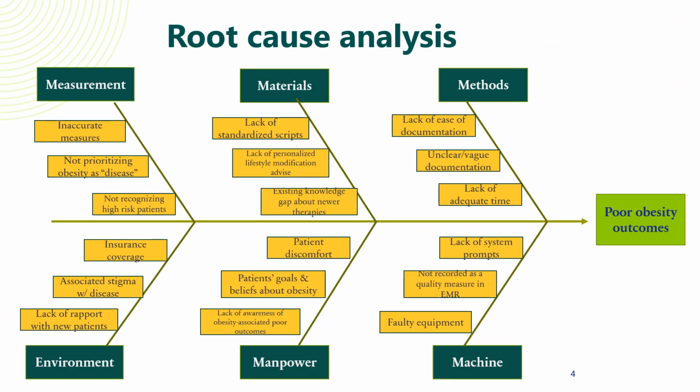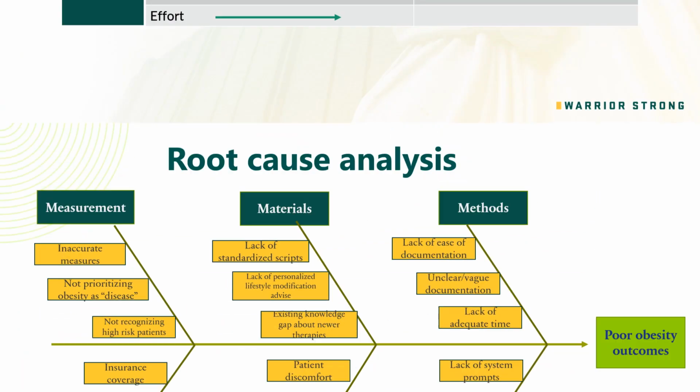This is the fishbone diagram for a root cause analysis. There are several reasons why there are poor obesity outcomes. This can include unclear or weak documentation. There is an existing knowledge gap, or there's a lack of standardized scripts. Sometimes there's just not enough time during a patient visit to address obesity as a disease, and sometimes patients may have trouble with their insurance coverage.